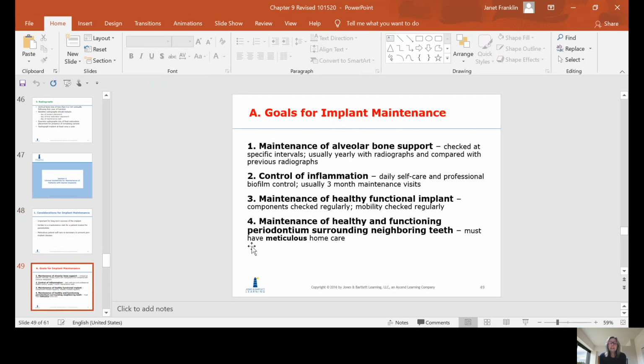Goals for implant maintenance: the maintenance of alveolar bone support. You want to check that yearly with radiographs. Control of inflammation, or daily self-care and professional biofilm control, usually 3-month maintenance visits. Maintenance of healthy functional implant components checked regularly and mobility checked regularly. And then maintenance of healthy and functioning periodontium surrounding the neighboring teeth, which must have meticulous home care. So you can't have a patient just clean really thoroughly around an implant and then have a bunch of plaque on the teeth that surround the implant, because the bacteria are going to invade.